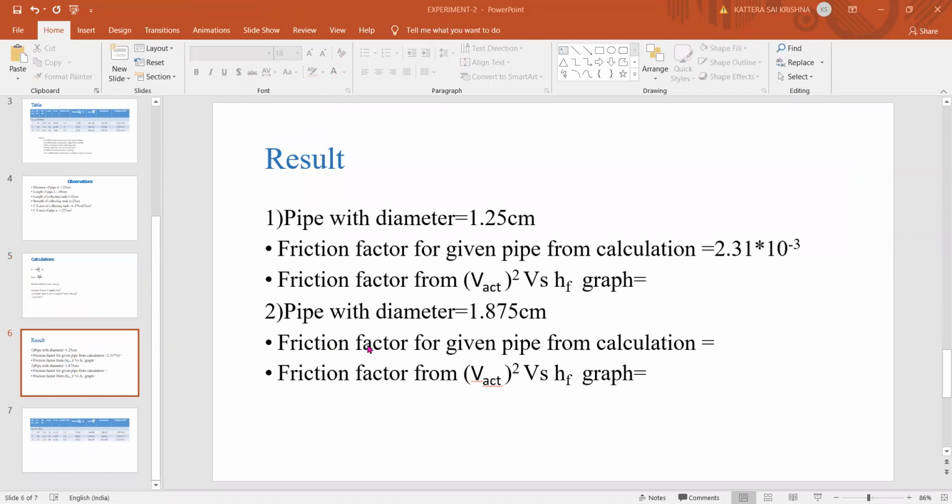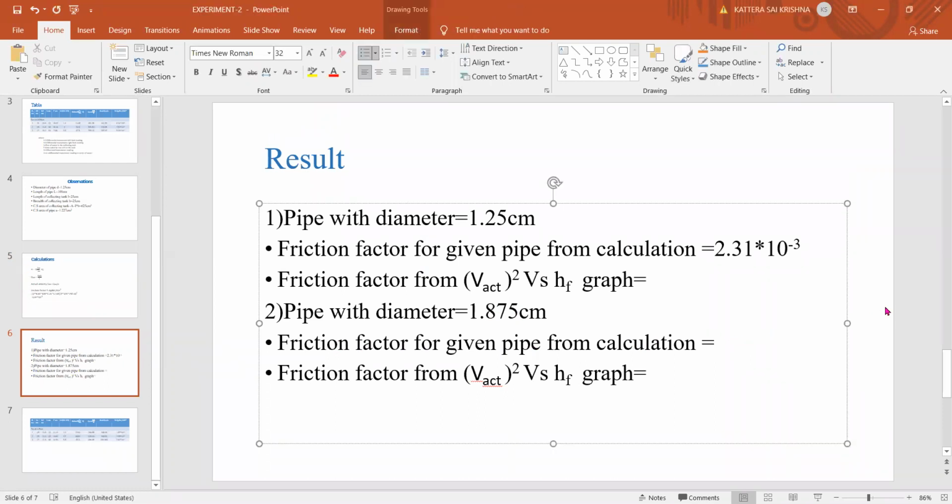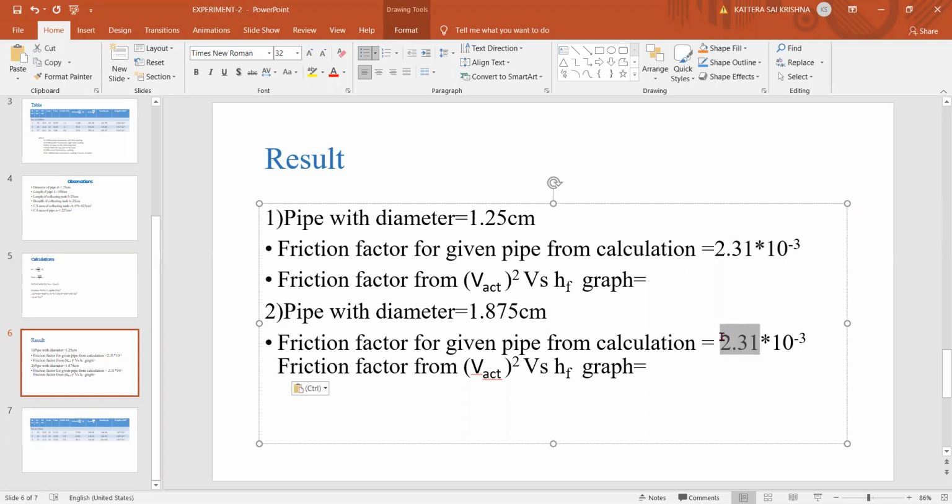Right. So the friction factor for a given pipe whose diameter is 1.875 from the calculation is? Tell the average value from the tabular column. 6.39 into 10 power minus 3. Okay. Point 3 into 10 power minus 3.